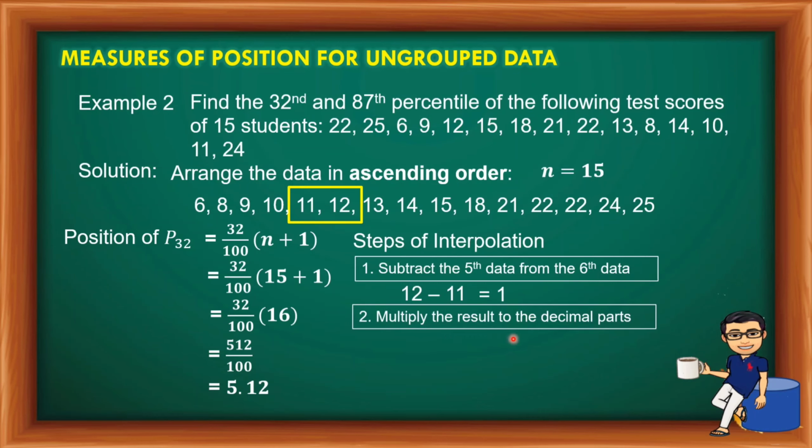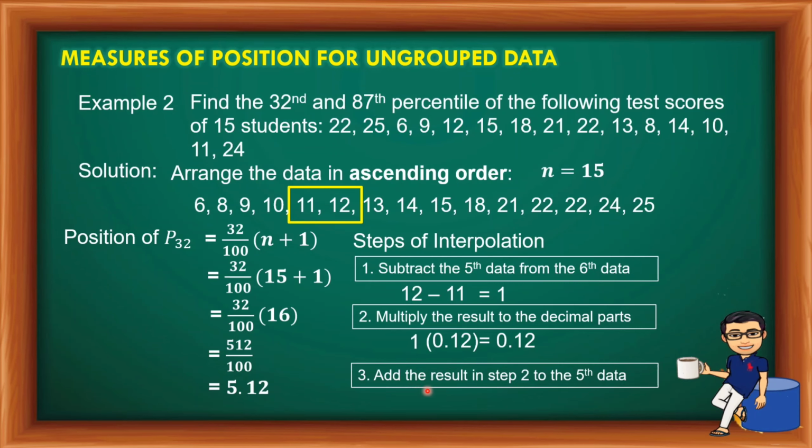Second step is multiply the result to the decimal part. So ito yung result, 1 times the decimal part which is 12 hundredths. Pag tinimes natin yan, 12 hundredths din yung magiging sagot. Then move on with the third step. Add the result in step 2 to the 5th data. Ito yung result sa step 2. So, 5th data, ito yon 1, 2, 3, 4, 5. Again, yung lowest na lang. So, 11 yung lowest plus 12 hundredths, that will be 11 and 12 hundredths. And that means to say our percentile 32 is 11 and 12 hundredths.